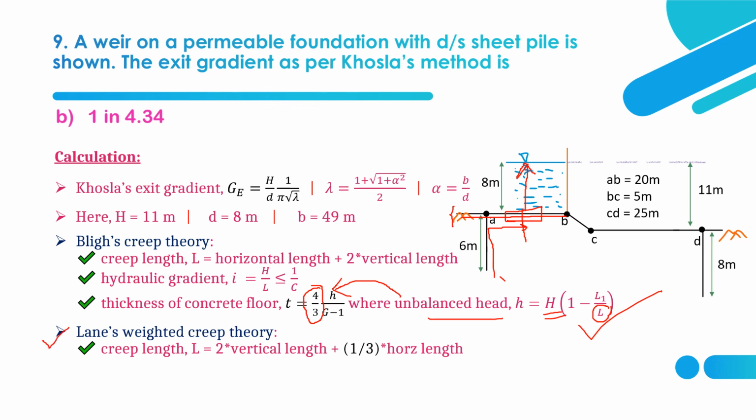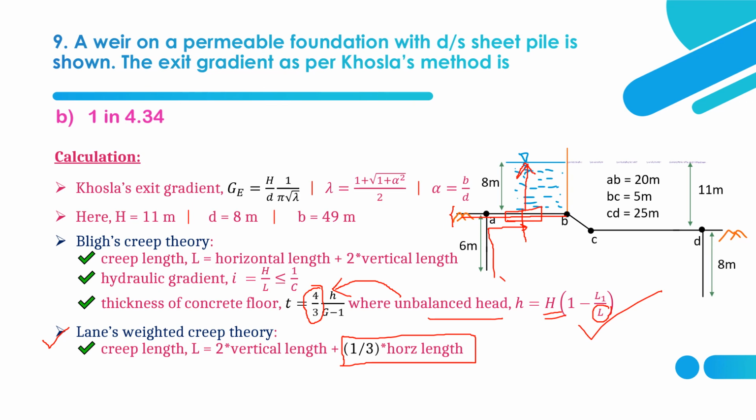And next is Lane's weighted creep theory. Here there is only one change, that is, for horizontal length we have to use 1 by 3 as the multiplying factor. That is the only change in the weighted creep theory.